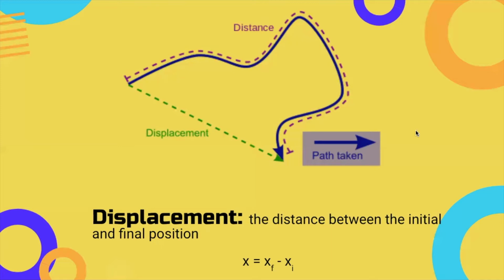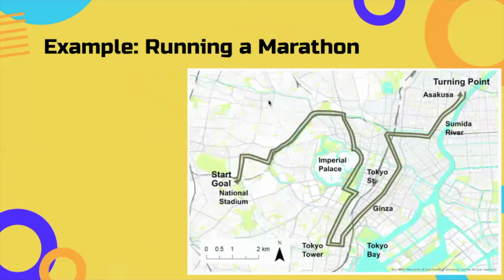So how do I tell apart speed and velocity then? It's the difference between distance and displacement. So, example. Let's say I go run a marathon. Fun fact, this is the marathon track for the Olympics. Look how big and winding it is. That's a whole city they're talking about.